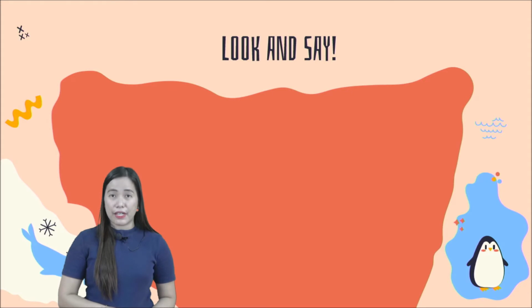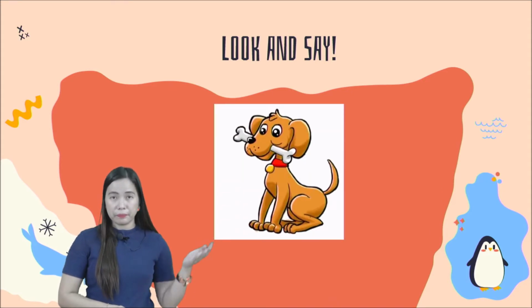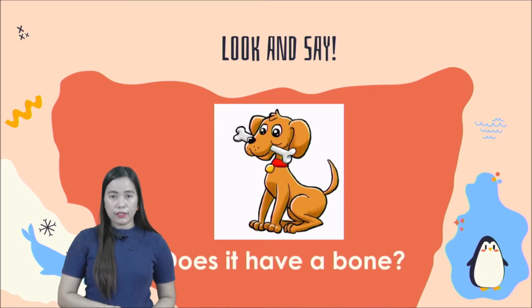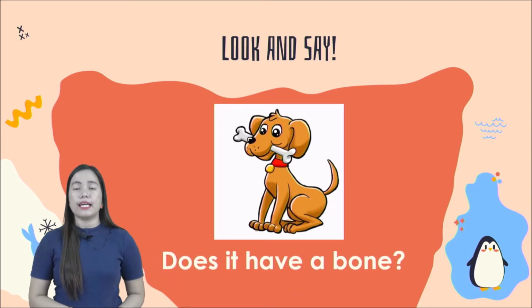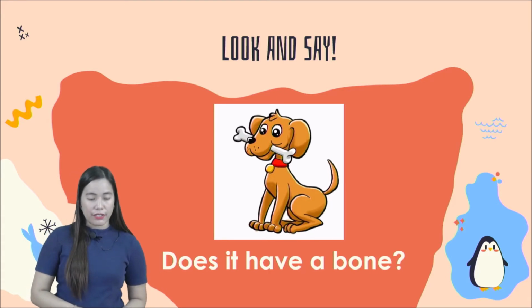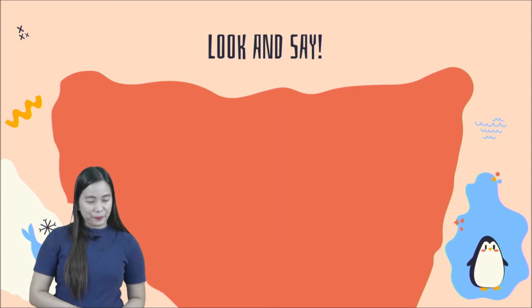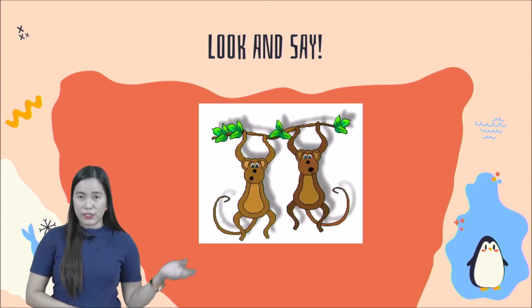Now, let's have another example. Look and say. Okay, look at the picture. The question would be, does it have a bone? Why we use does? Because the subject is it. Because as you can see in the picture, it is an animal. Okay, we use it for animals and things. Okay, kids, you may answer that by yes, it does. Okay, next, look at the pictures.